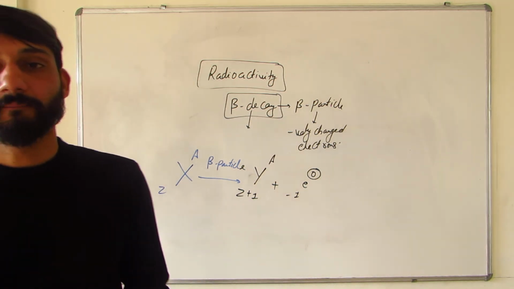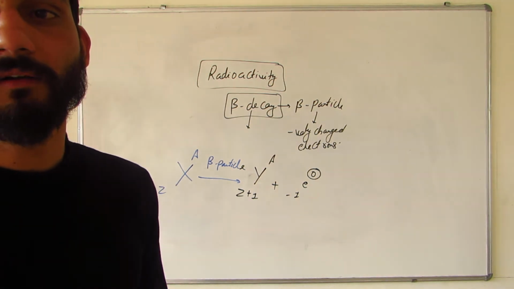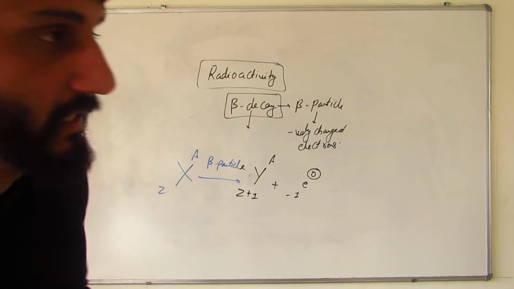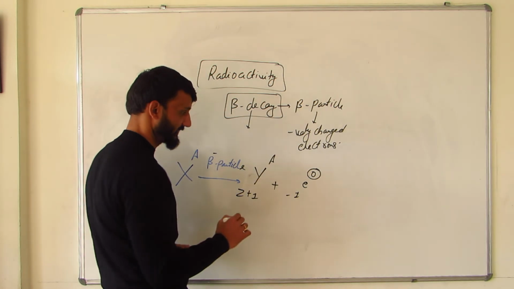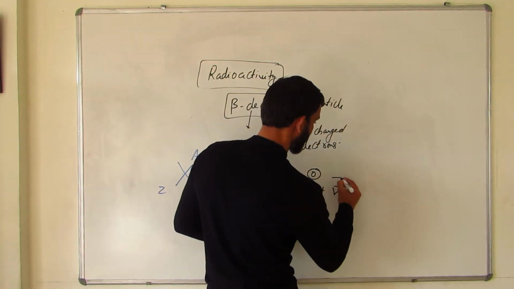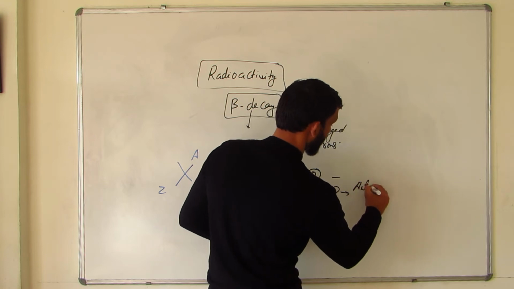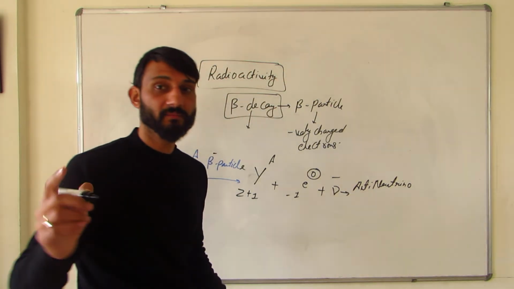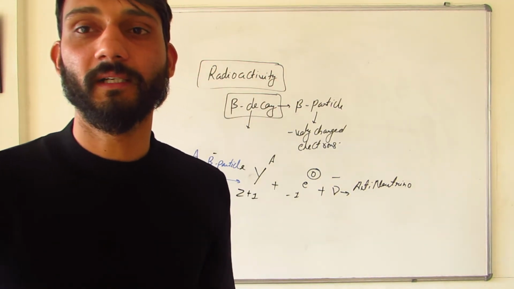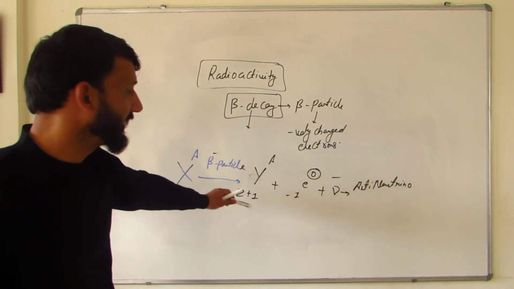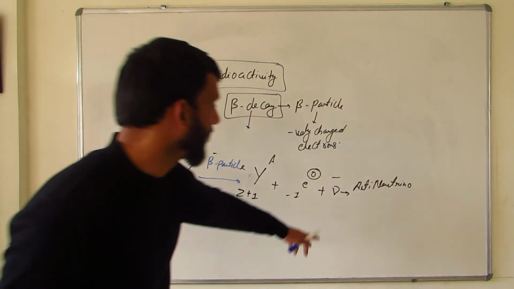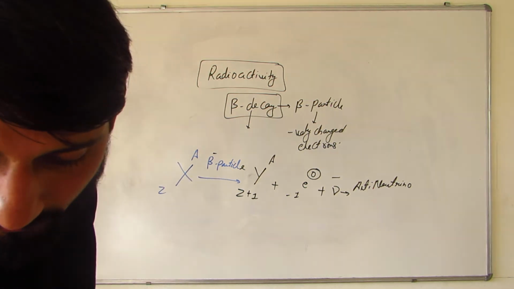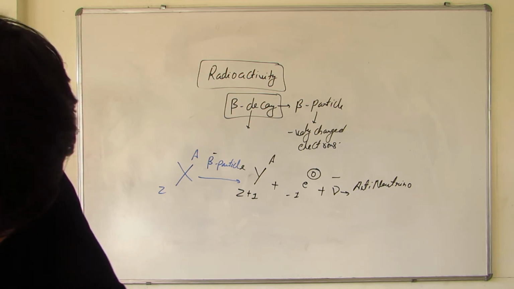And guys, mind you that this beta decay is of two types. One is beta minus decay and one is beta plus decay. In beta minus decay, which is in our syllabus, one particle comes out and this particle is what we call anti-neutrino. If it is beta positive decay, the particle which will come out is the neutrino rather than this anti-neutrino, right? So that is there.